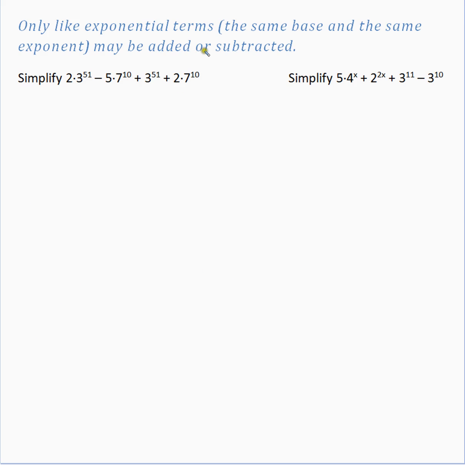The next one, we're going to add or work with exponentials. Only like exponential terms, which means they have the same base and the same exponent, may be added. So looking at this first one, we have a few exponentials. Here's a 3 to the 51st, a 7 to the 10th, 3 to the 51st, and a 7 to the 10th. So like ones, there's a 3 to the 51st and a 3 to the 51st.